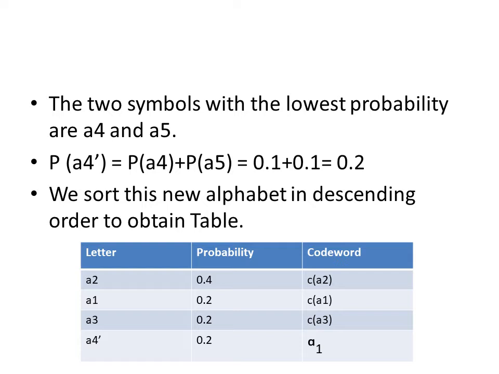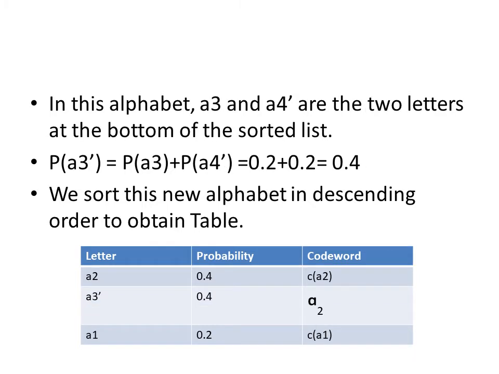Then again I look at the last two probabilities and add them. So now I get 0.2 plus 0.2, which comes out to 0.4. Now we have to sort this new probability A3 dash into descending order and put it in the table. So you can see that 0.4 goes into the second row of the table.